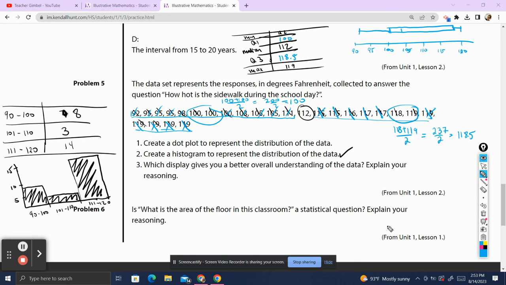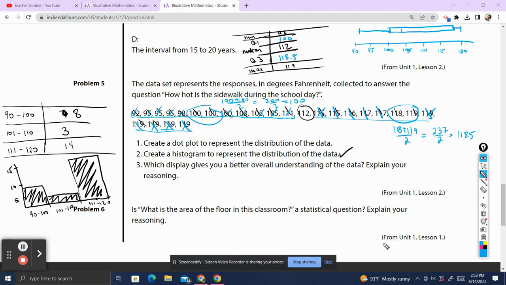Finally, our last question. What is the area of the floor of this classroom? A statistical question. Explain your reasoning. For this, we're going to go back to what makes a statistical question. Now, if I asked every student in this class, or in your class, or who's sitting here right now, what is the area of the floor of this classroom? Every single student will have the same answer.